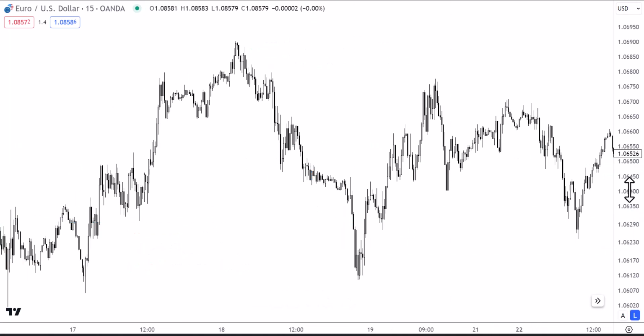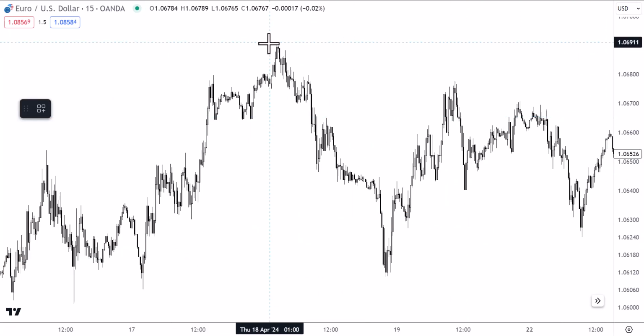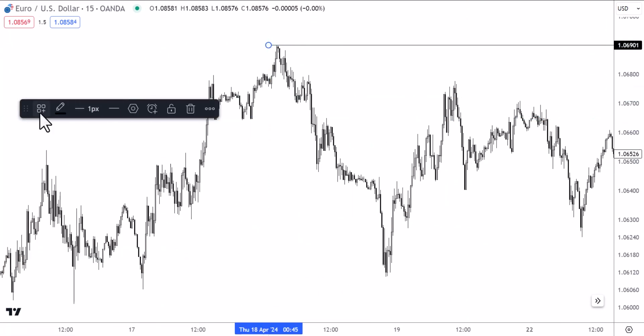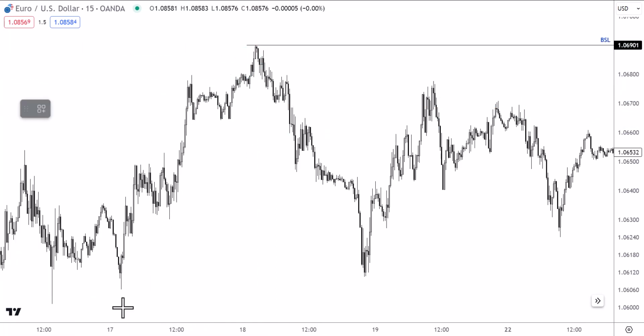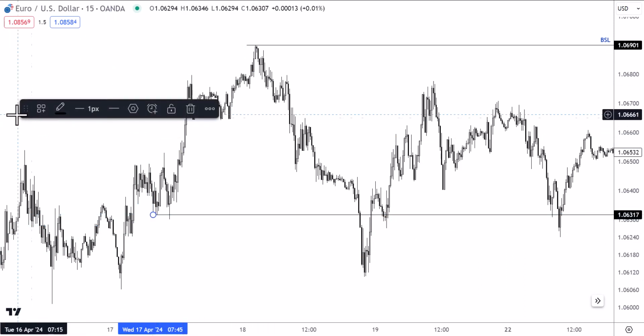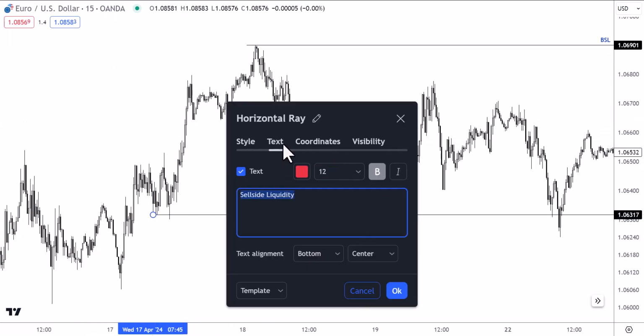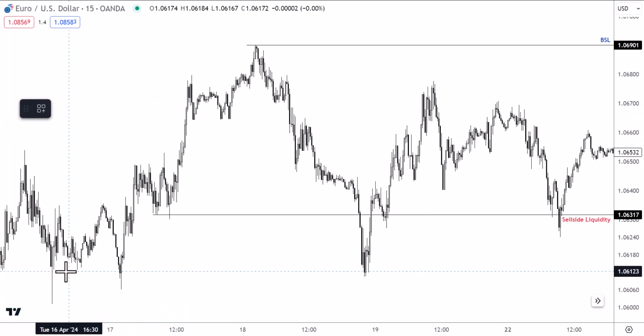So let me just give you a visual example of that. Right here would be an example of buy side liquidity, which is ultimately the swing high, and an example of sell side liquidity could be right here, relative equal lows. Move this over to the right. Another example of sell side liquidity would be right here.